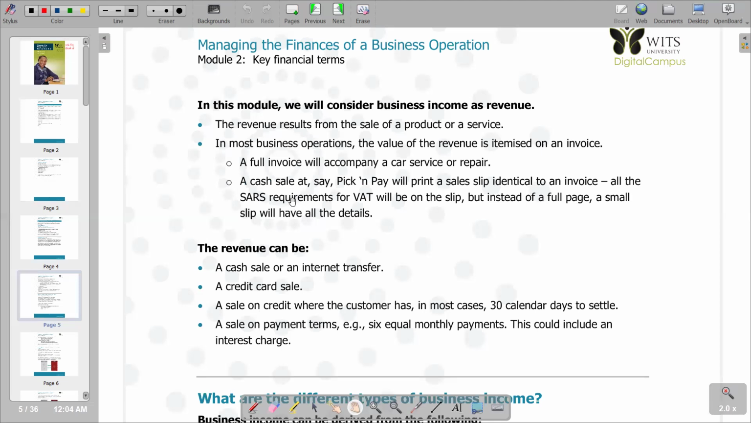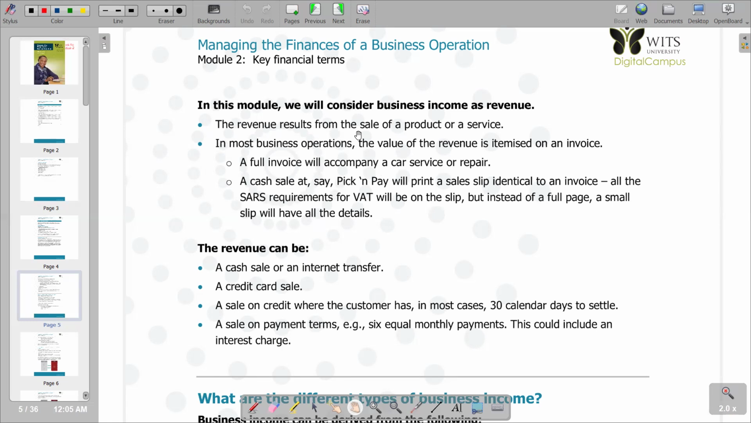So a full invoice will accompany a car service or repair. This is an example that we are given. And then a second point, we are given a cash sale. Say Pick and Pay will print a sales slip identical to an invoice. All the SARS requirements for VAT will be on the slip. So basically, this is the explanation that we have.